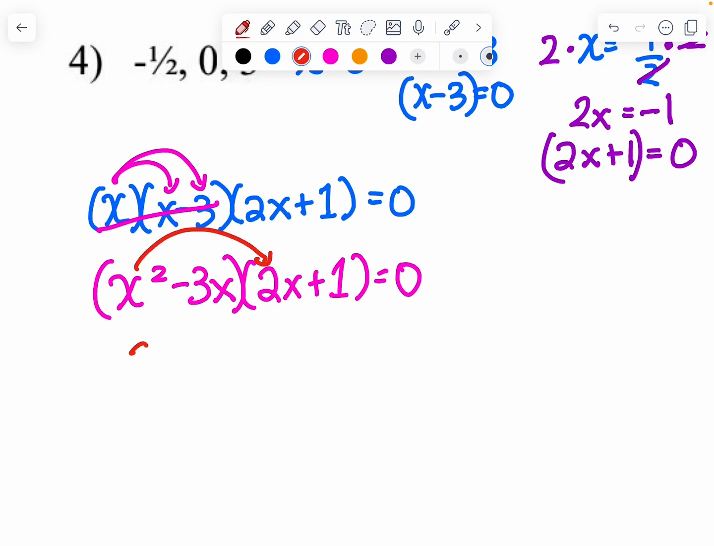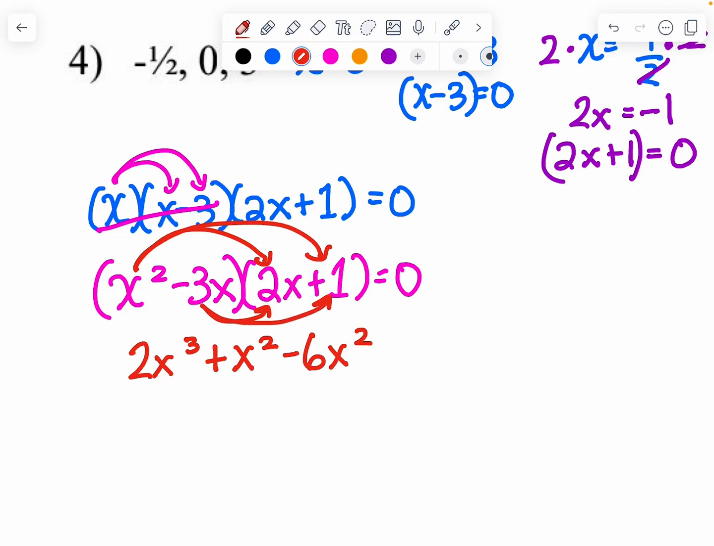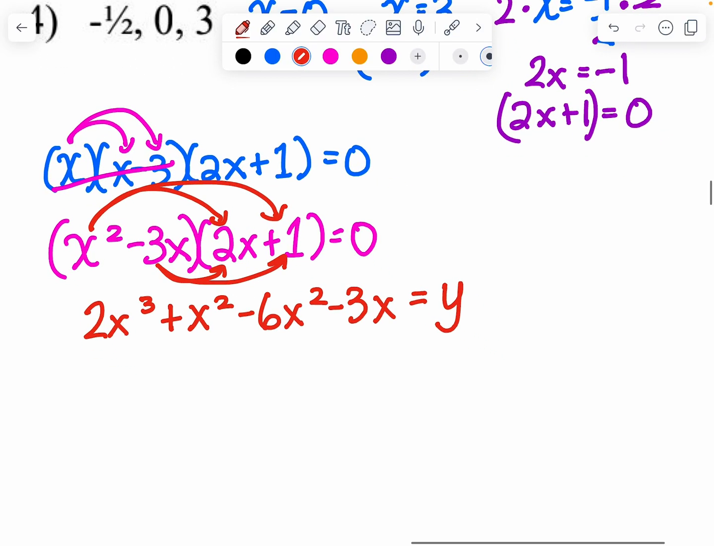X squared times 2x is 2x cubed. X squared times 1 is plus x squared. Negative 3 times 2x is negative 6x squared. Negative 3 times positive 1 is negative 3x. And all of that's equal to 0. Let's make this one equal to y, just something different. I'm going to go ahead and combine my like terms, and then I'll be done with this one.